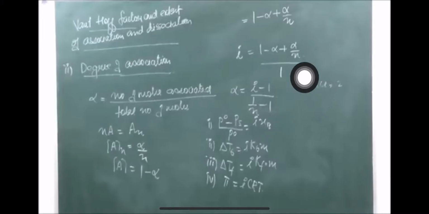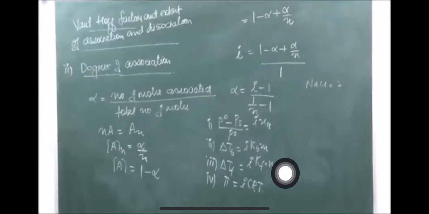Okay, so when this van't Hoff equation is formed, then all the colligative properties have to be re-termed. In every colligative property, we know that we have 4 colligative properties, right? That is relative lowering of vapor pressure, then we have seen elevation in boiling point, then depression in freezing point, and the last one we have seen is osmotic pressure.